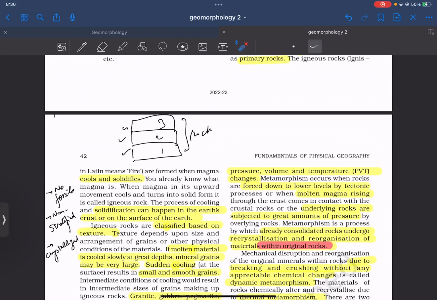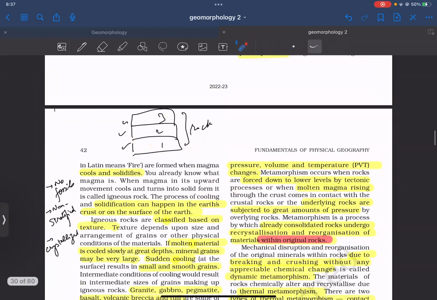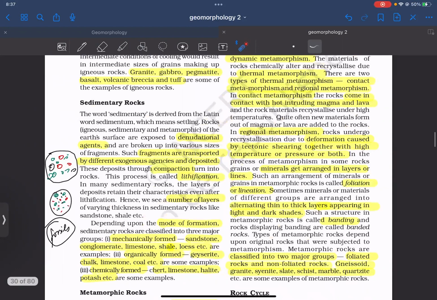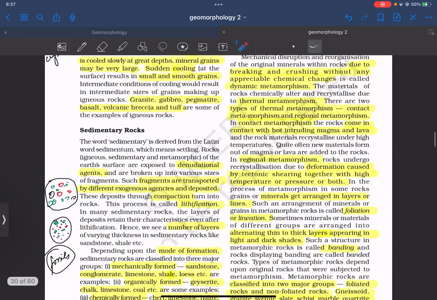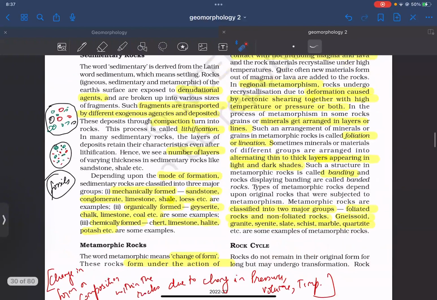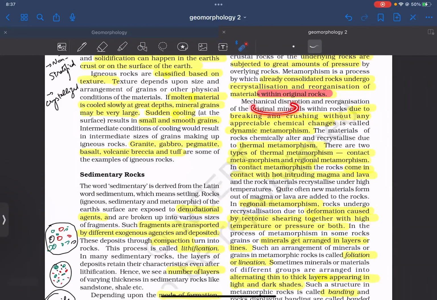Keep this in mind. So there is recrystallization and reorganization of materials within the original rocks. Nothing else changes. Now, if we apply pressure, now look, we further classify this, right? We classify it as dynamic and thermal. So if we are only changing the temperature, we call it thermal metamorphism. If we are applying pressure, we call it dynamic metamorphism. Keep this in mind, right? Original minerals within rocks are changed due to breaking and crushing without any appreciable chemical changes. They are known as dynamic. Thermal, what is it? Due to temperature changes.